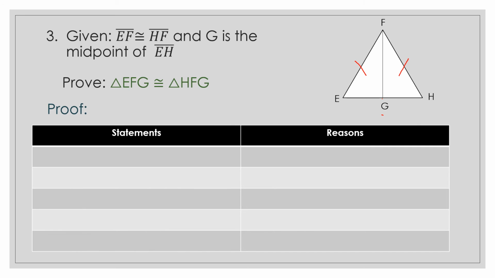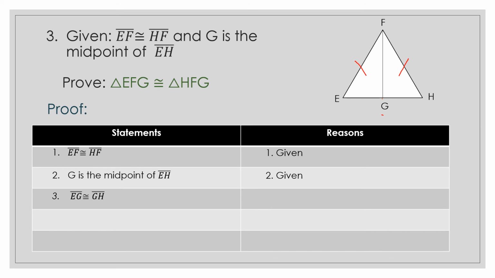Let's use our two-column proof. And let's write the given first under the statements. What are the given? Very good. First, segment EF is congruent to segment HF. And what is our reason for that? Yes, that's right. It's given. What is the next given? Yep. G is the midpoint of segment EH. That is given.